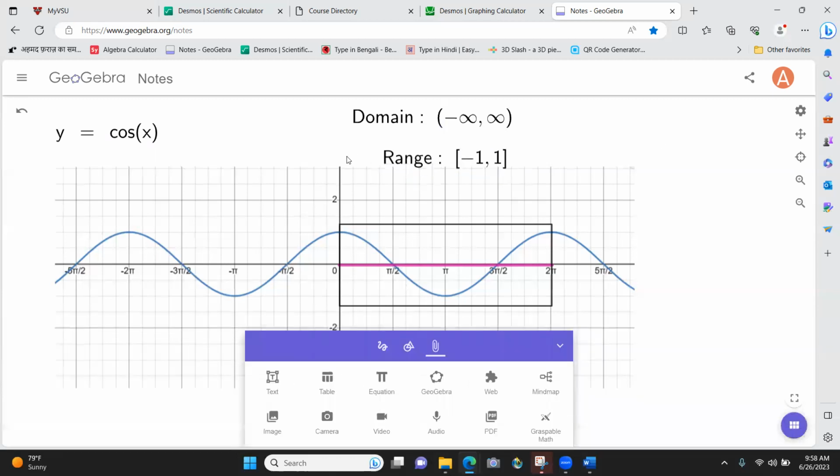Why? Because the cosine function is the x coordinate, and on a unit circle, the x coordinate will always range between -1 and +1. So it's just like the sine function. There is a difference. The sine curve goes through the origin. The cosine function does not.